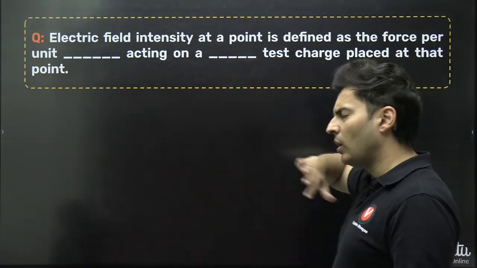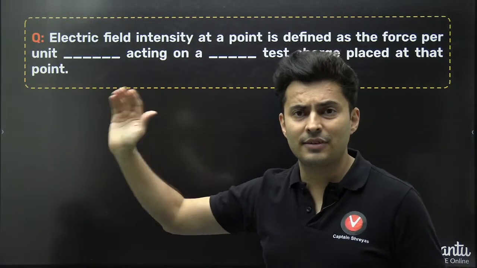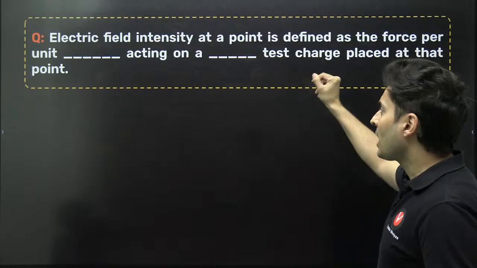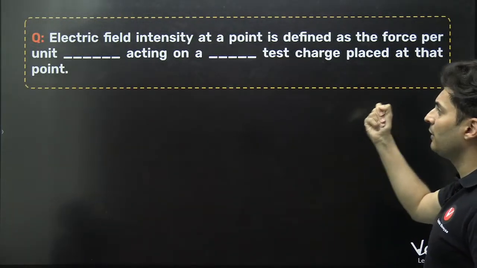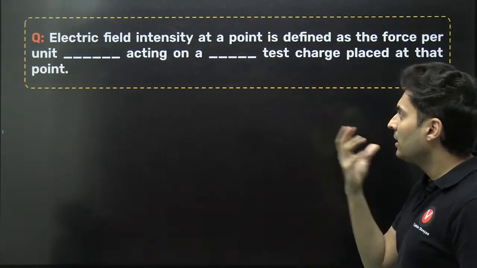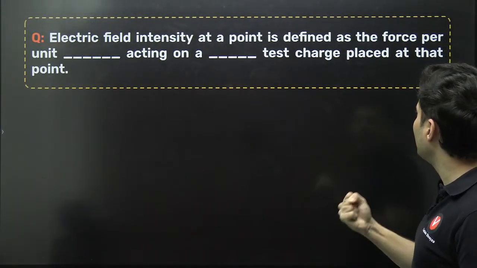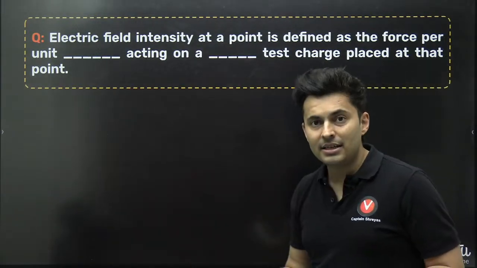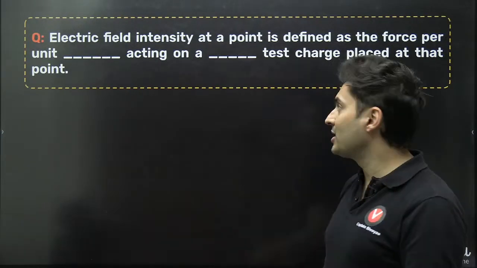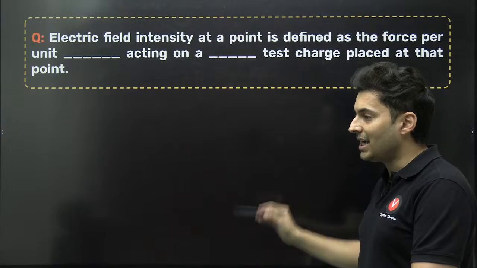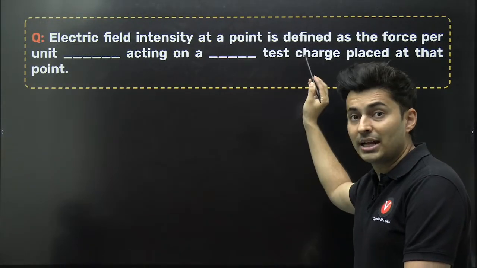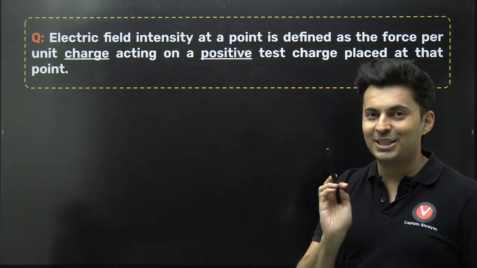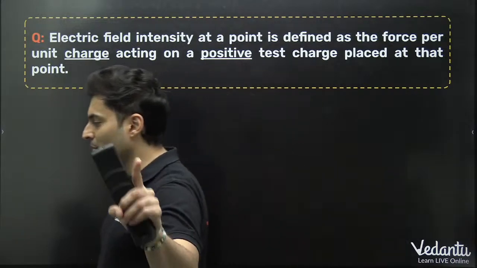Electric field, you have to fill in the blanks. All the questions are fill in the blanks, NCERT lines for your boards as well as JEE. Electric field intensity at a point is defined as the force per unit what? Acting on dash charge placed at that point. When you talk about electric field, it is force per unit test charge. So force per unit charge acting on a, and always by convention you take a positive test charge, not negative.